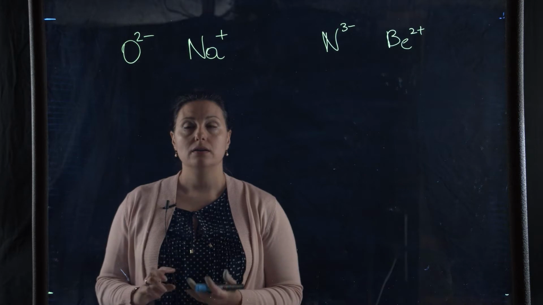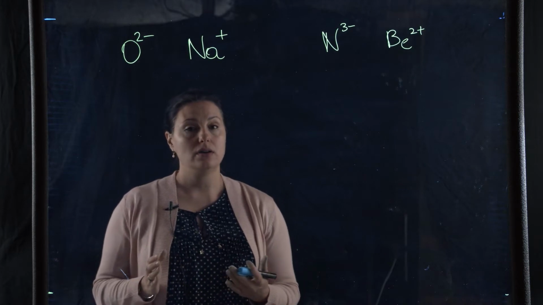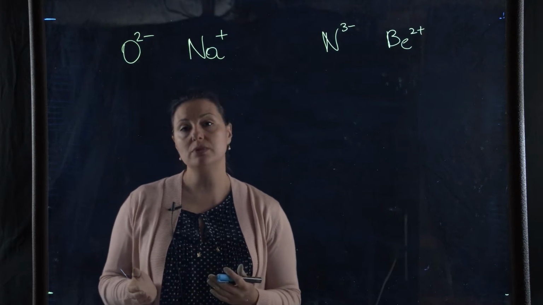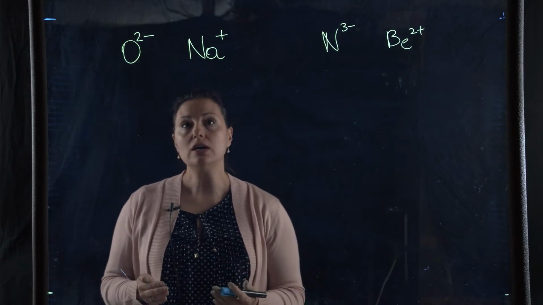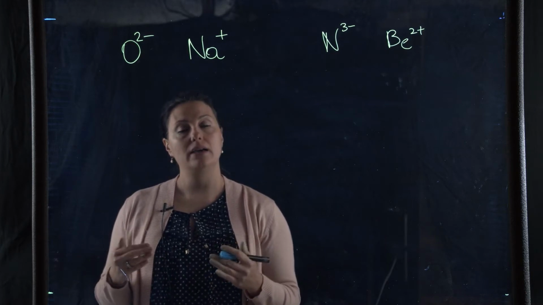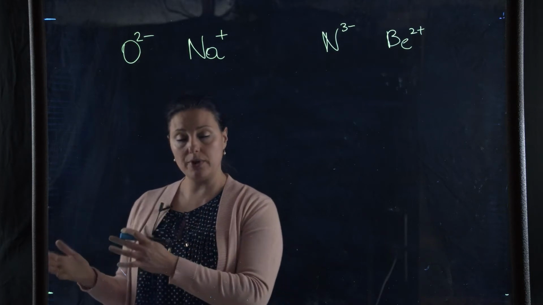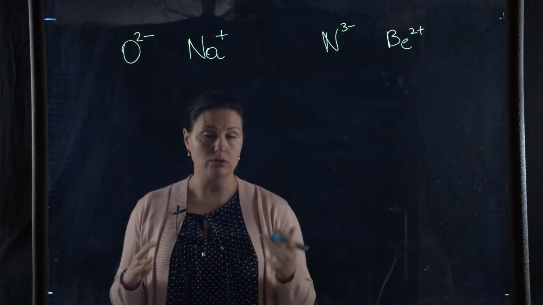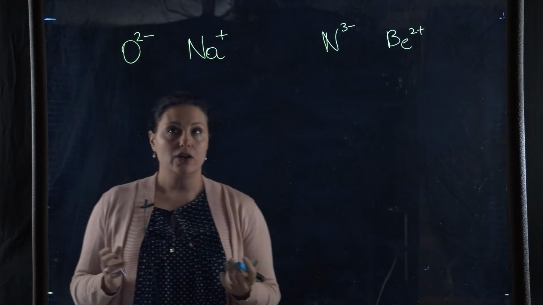The ionic compounds are typically not charged, which means that we have to make sure that we write the compound in such a way that the total positive charge equals the total negative charge. So let's take a look here.